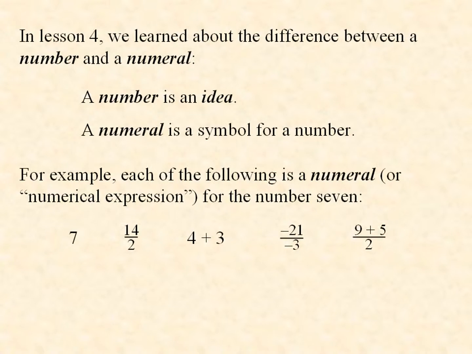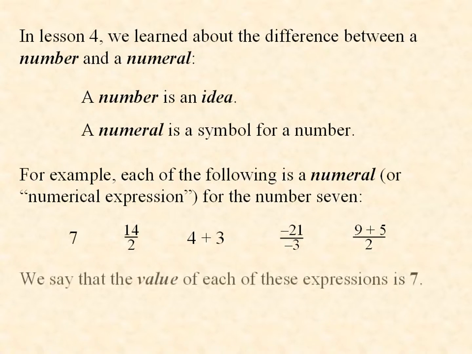9 plus 5 over 2. You do the numerator first and then divide by 2. We say that the value of each of these expressions is 7.